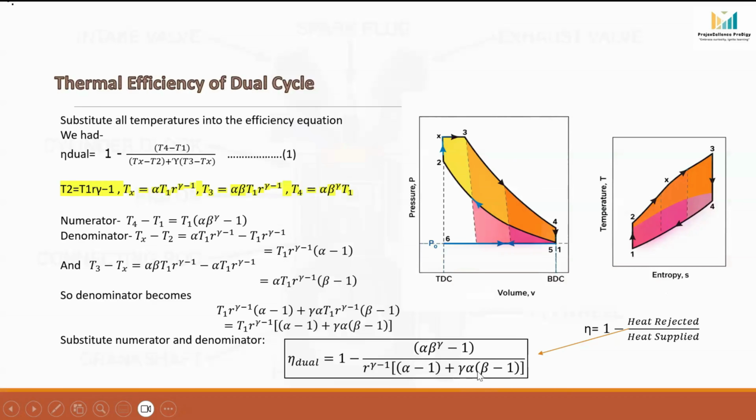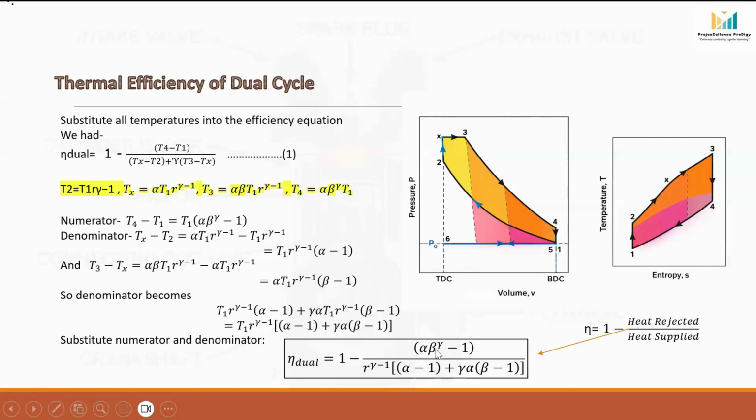First, the compression ratio R. It appears in the denominator. As R increases, efficiency increases. This is because higher compression raises temperature before combustion, which will lead to better energy conversion. Next, the pressure ratio alpha. This represents constant volume heat addition. As alpha increases, the pressure rise is stronger and efficiency improves.